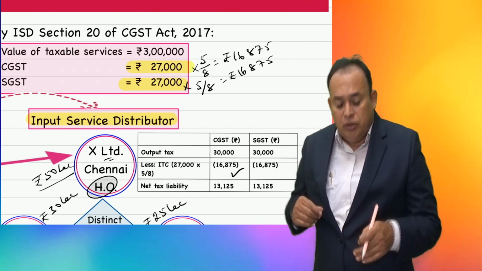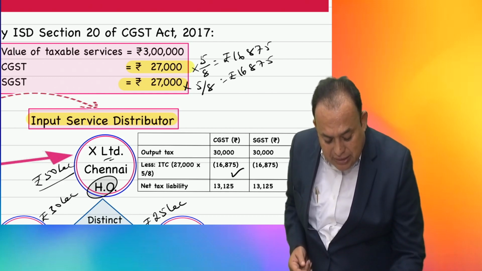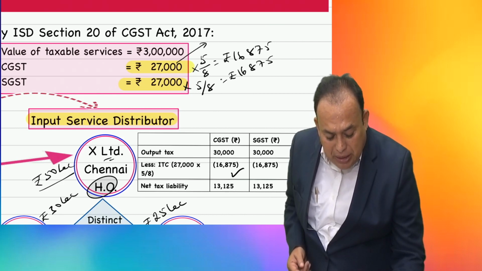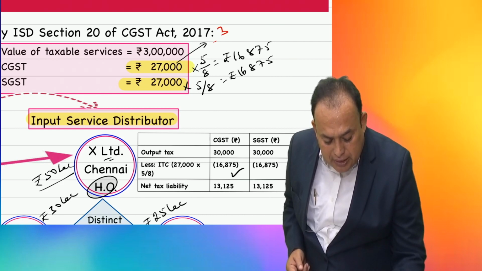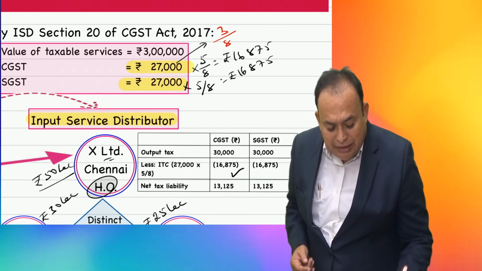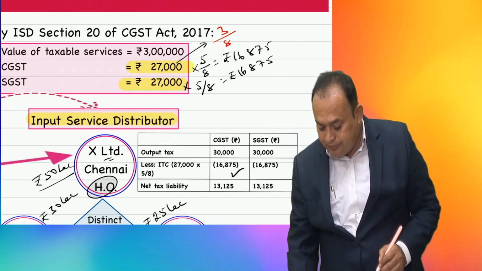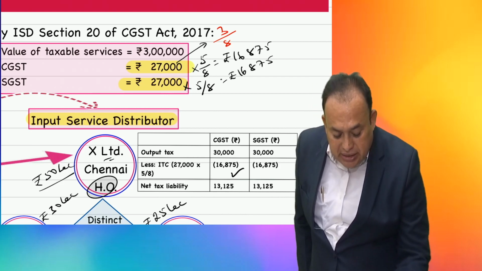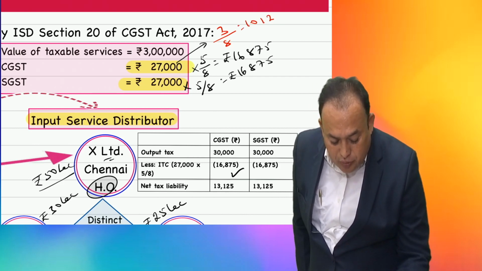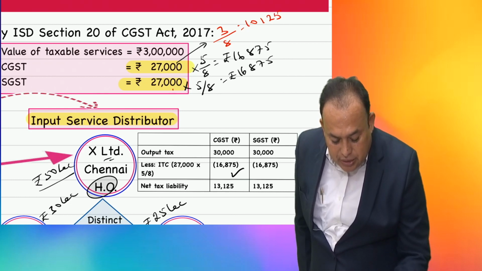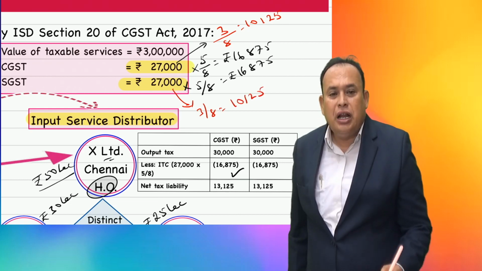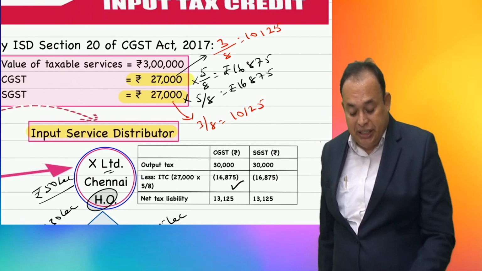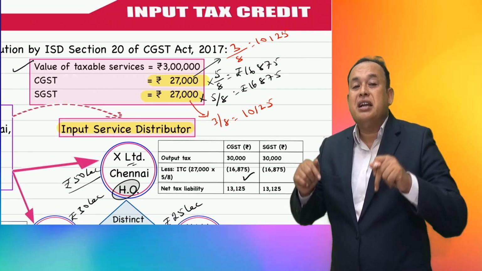Now, further, this 27,000 CGST multiplied by 3/8, that means 27,000 multiplied by 3/8, is 10,125, and here also SGST 3/8 is 10,125. This total amount, in the name of CGST and SGST, is available in the state of Tamil Nadu.